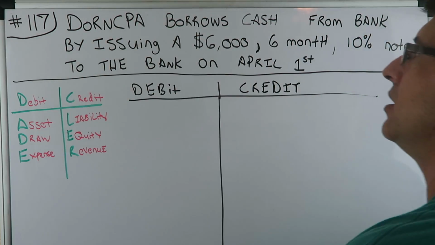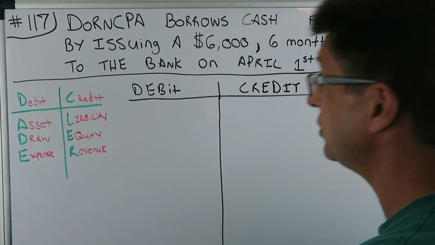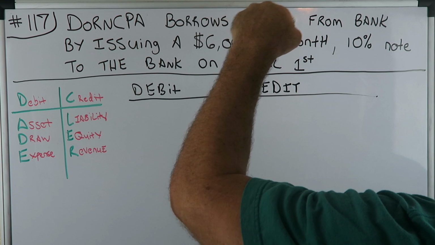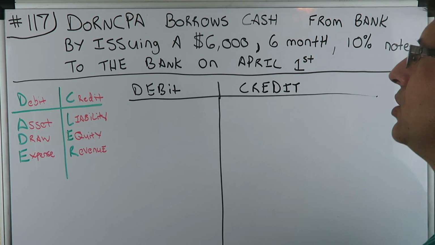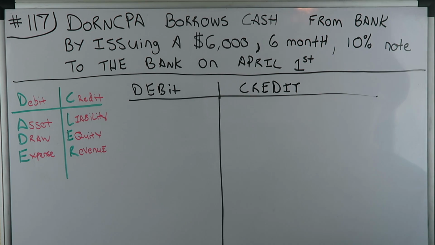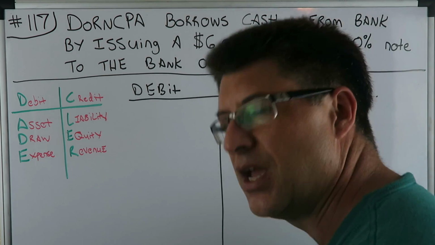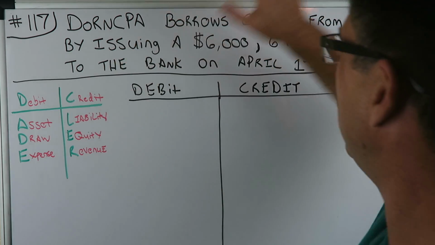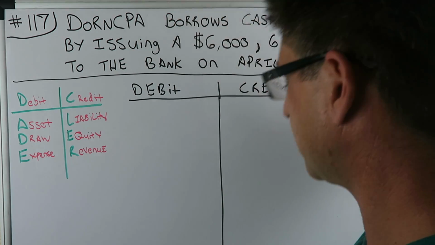Doran CPA. That's actually my business. Doran CPA LLC borrows cash from bank by issuing a $6,000 6-month 10% note to the bank on April 1st. Have I already lost you? Like all this stuff, it can be very confusing.